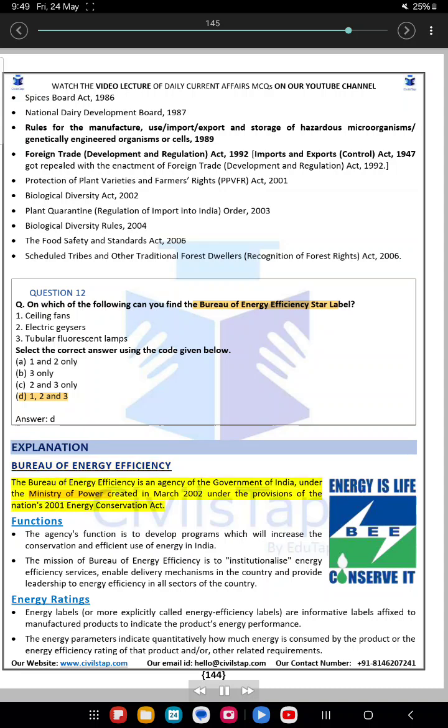The Bureau of Energy Efficiency is an agency of the Government of India, under the Ministry of Power, created in March 2002 under the provisions of the nation's 2001 Energy Conservation Act. Functions. The agency's function is to develop programs which will increase the conservation and efficient use of energy in India. The mission of the Bureau of Energy Efficiency is to institutionalize energy efficiency services, enable delivery mechanisms in the country and provide leadership to energy efficiency in all sectors of the country. Energy ratings. Energy labels, or more explicitly called energy efficiency labels, are informative labels affixed to manufactured products to indicate the product's energy performance. The energy parameters indicate quantitatively how much energy is consumed by the product or the energy efficiency rating of that product and/or other related requirements.